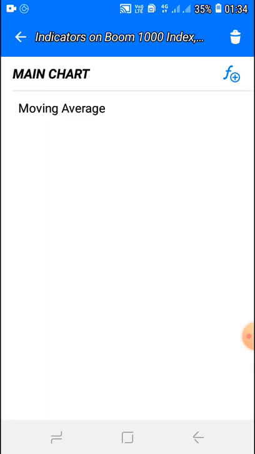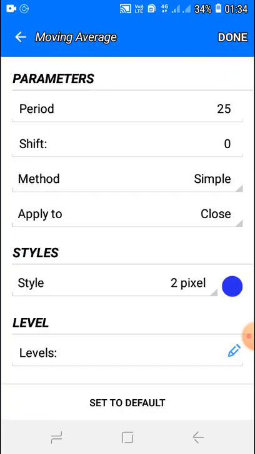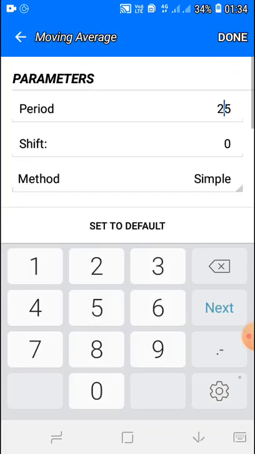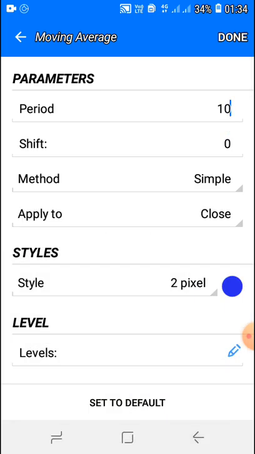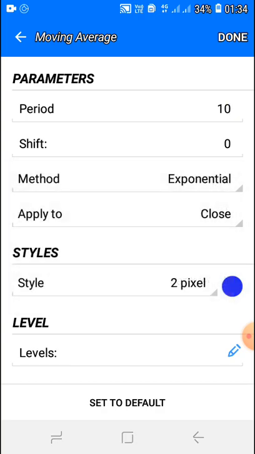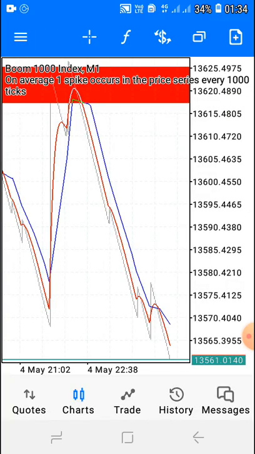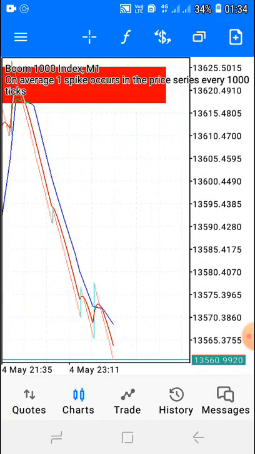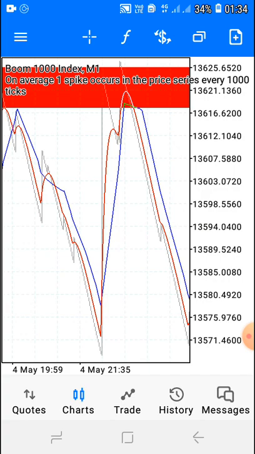So you're going to add another indicator, which is your 10 moving average. As you can see, the period should be 10, shift zero, method exponential, apply to close, style 2 pixel red. So this is how it's going to look. As you can see, we have our 25 moving average and our 10 moving average.